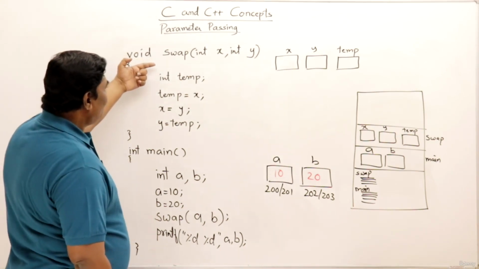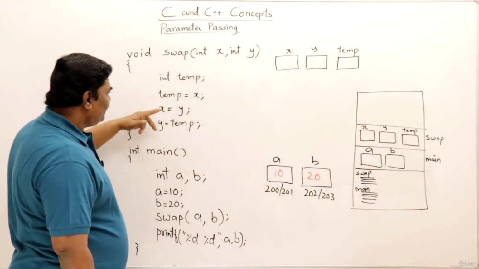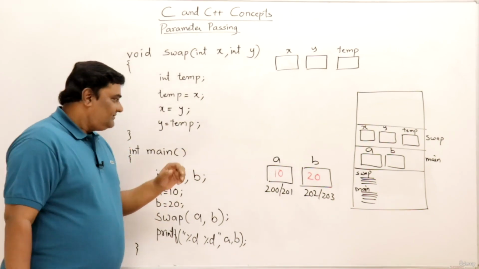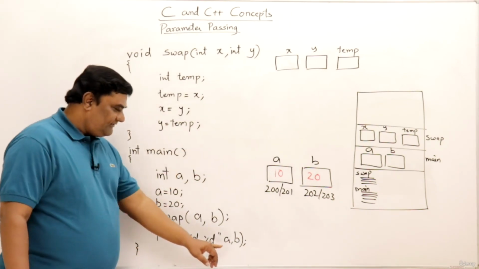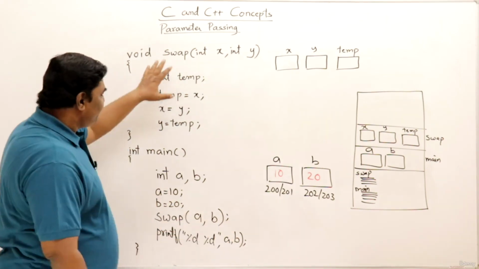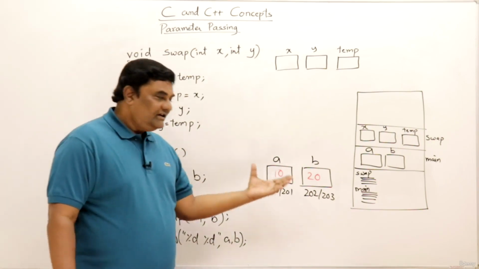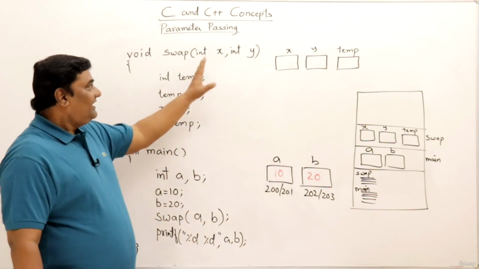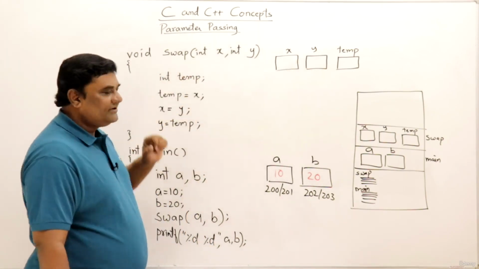This swap function is taking two parameters x and y, and it is swapping the numbers x and y with the help of a temporary variable. And then when the control comes back to the main function, it will print the values of a and b. So this is the code: main function and swap function. Here in the diagram, I am showing the variables of main function, a and b, and these are the variables of swap function, that is x, y, and temp.